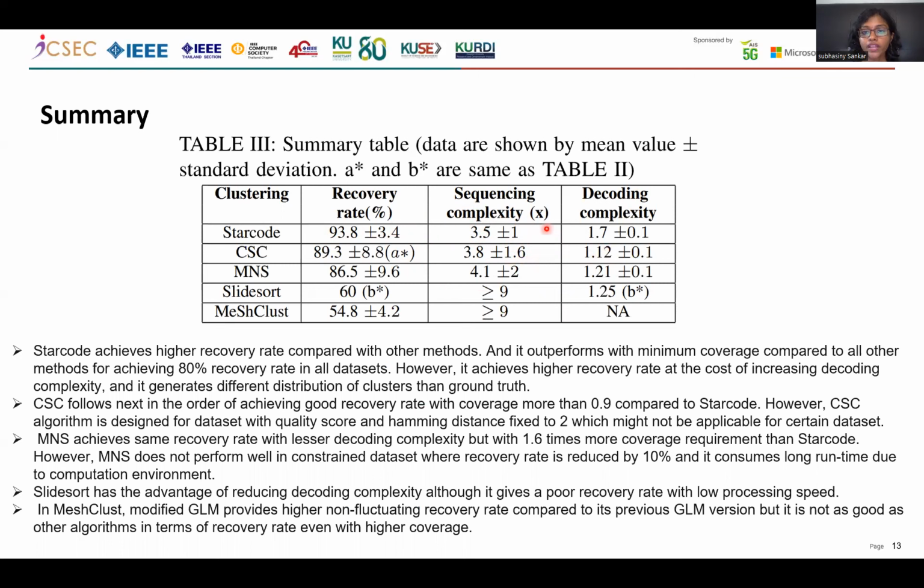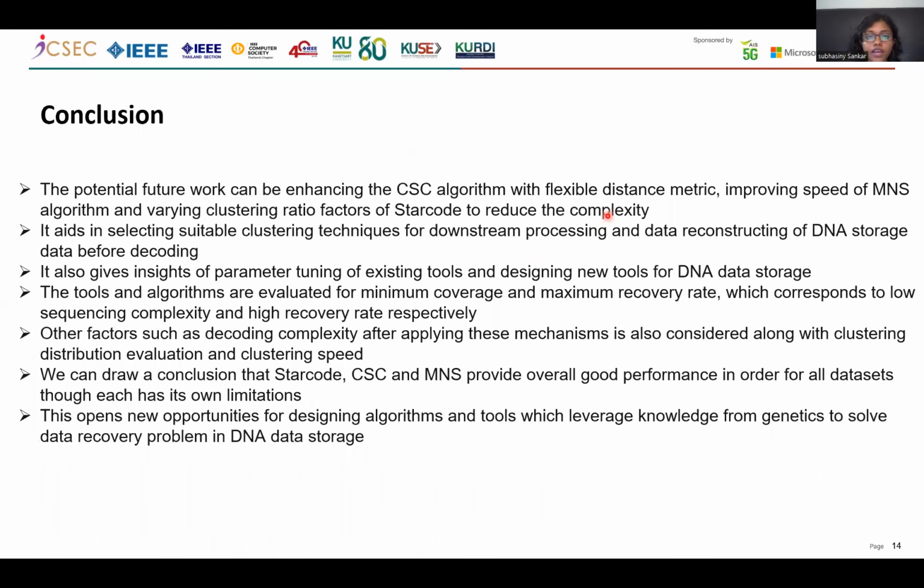CSE requires 0.9x more coverage compared to Starcode, and it depends on the quality value as well as the Hamming distance. MNS provides the best result with 1.2x more coverage, but it is very time consuming. These kinds of problems or drawbacks can be rectified in our future work. But overall, the experiments we have done give us insights into parametric tuning of existing tools and designing new tools for DNA data storage.